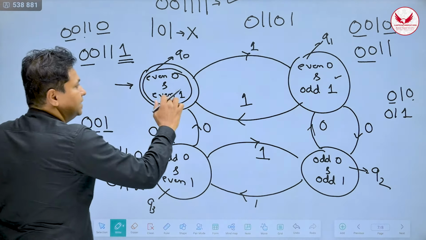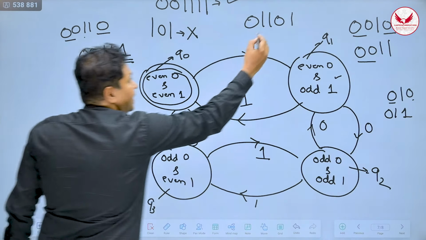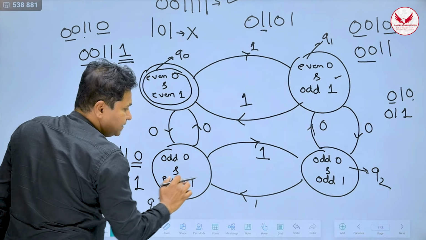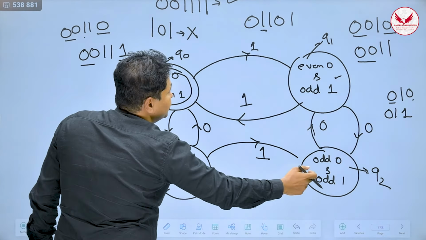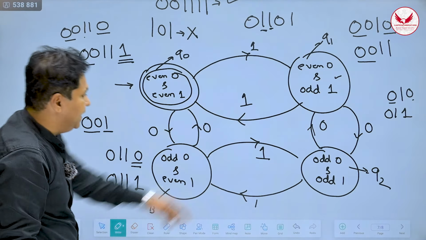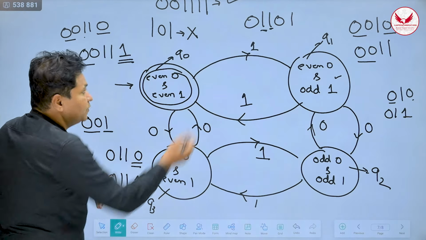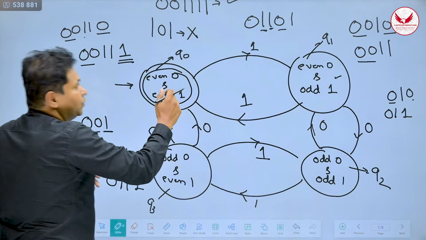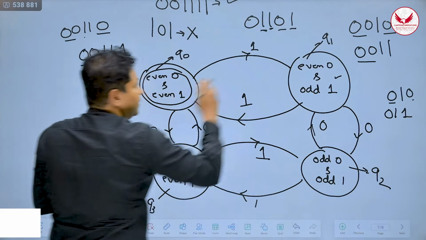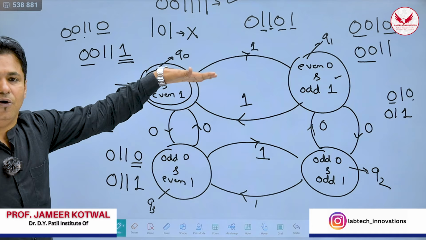So by processing 0 in this state, I will reach this state. Again by processing 1 in this Q3 state, I will reach the Q2 state. In Q2 state, by processing 1, again I reach the Q3 state, and in Q3 state by processing 0, I reach the Q0 state, and lastly by processing 1, I reach the Q1 state. Means it's a non-halting state.